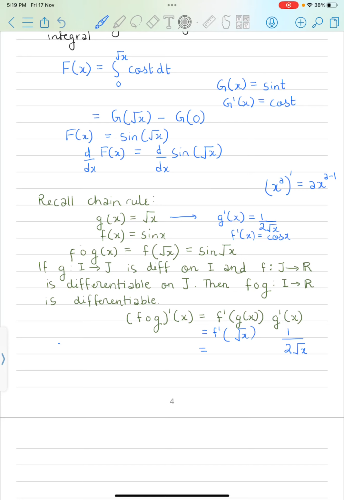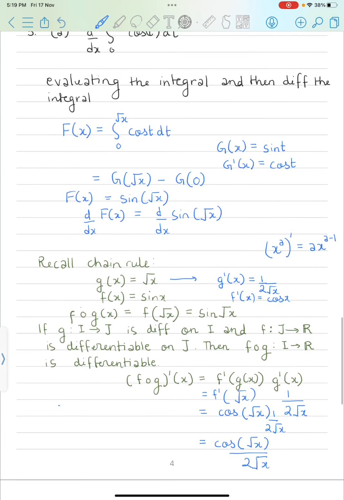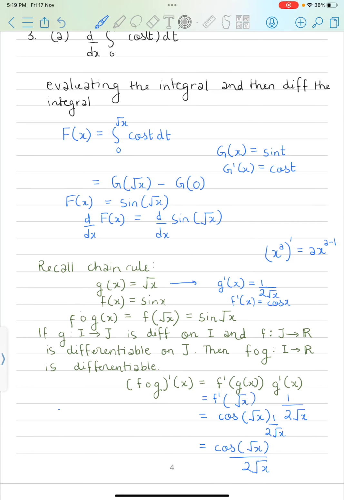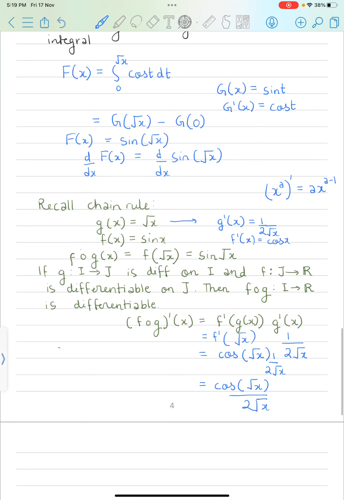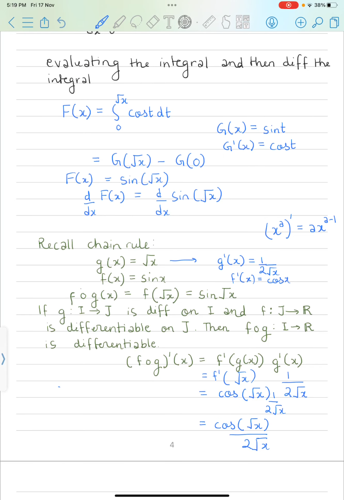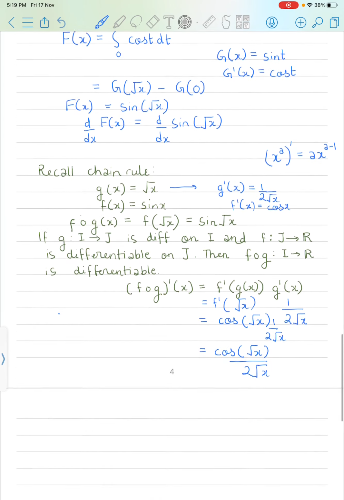So now just fit it into this formula. g dash x is 1 by 2 root x, and f dash of g of x is f dash of root x, which is cos root x. So this is our answer, cos root x by 2 root x. So we have got our differentiation of f of x. This is the answer.